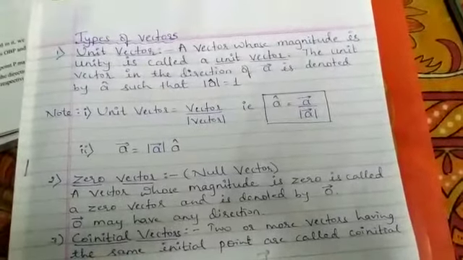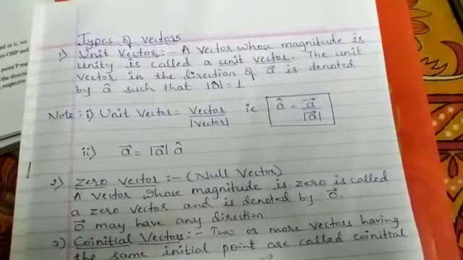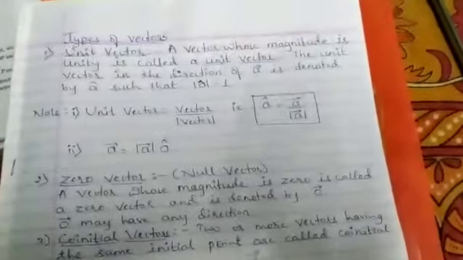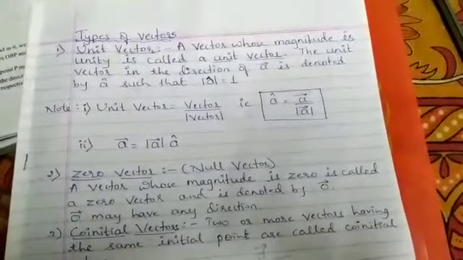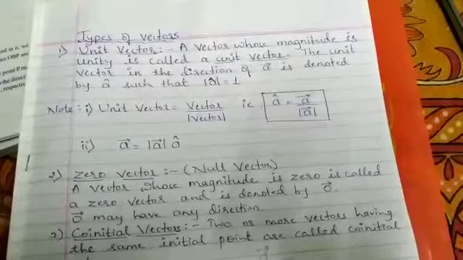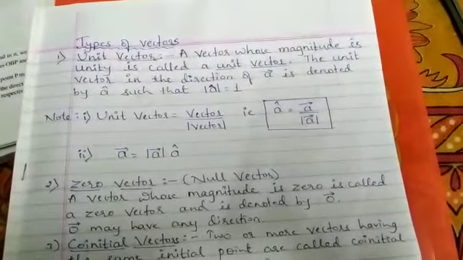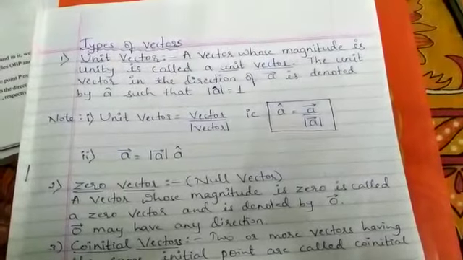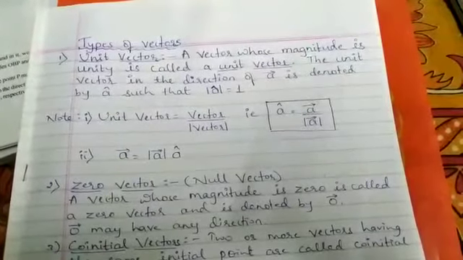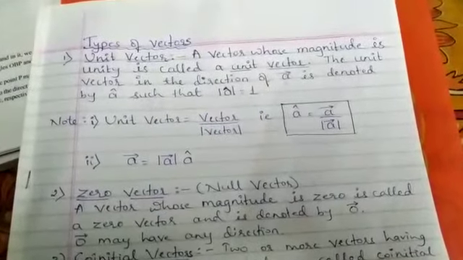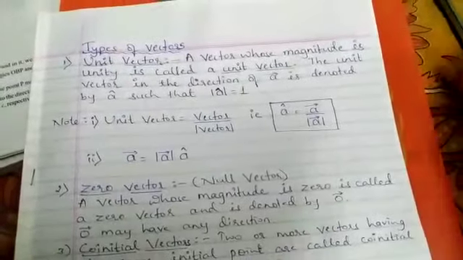Definition you have to remember, because in the exam they can ask you the definitions of the various vectors which have been given even in your textbook. You can have a look at the textbook, page number 427. In types of vector, the first one: define unit vector. Answer: a vector whose magnitude is unity is called a unit vector. The unit vector in the direction of vector A is denoted by A cap, such that the magnitude of A cap is equal to 1.